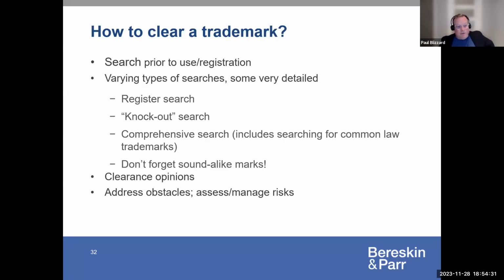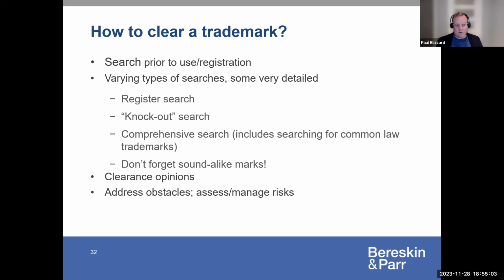So really quickly, if you're starting out and you want to try to clear trademarks on your own, you should search prior to using it and prior to registering it. Do some searching. Look on Google. The Canadian Intellectual Property Office and the U.S. Patent and Trademark Office have publicly searchable databases that you can go to. You can look in the register. You can also work with a firm. I recommend it's a very good idea to work with a firm to get a knockout search.